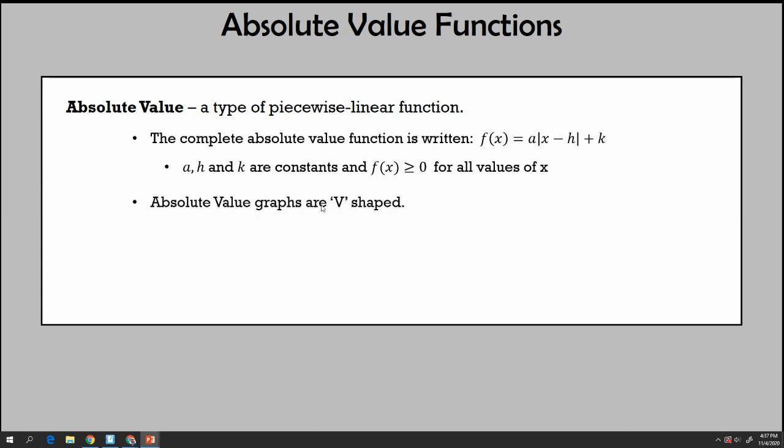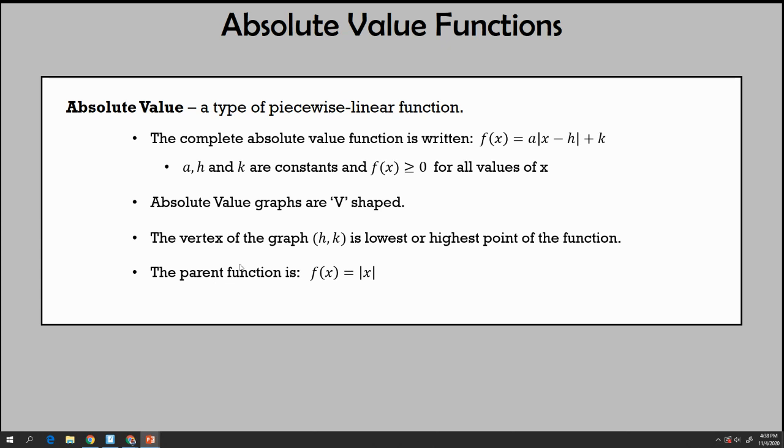The absolute value graphs are always V-shaped, either a V normally, or it could be upside down, depending upon a couple of different factors up here. The vertex of the graph, which is the highest or the lowest point, is always at the coordinates h, k. And the parent function means it's stripped down to just this very basic beginning, like f of x equals absolute value of x. What does that graph look like? That's the parent function. And then when I start adding all these pieces on here, it changes the parent function into some offshoots, some variations.